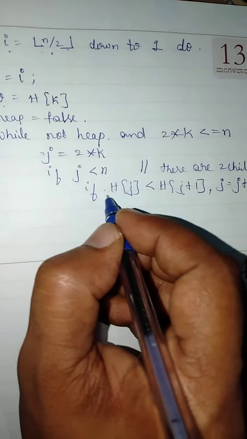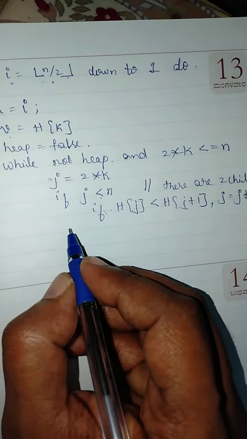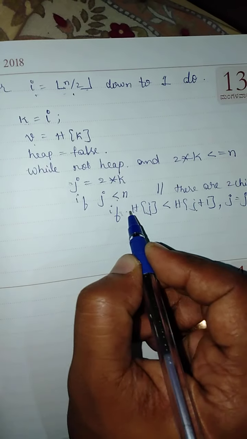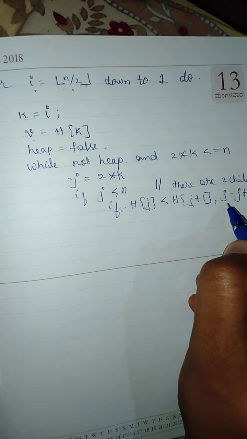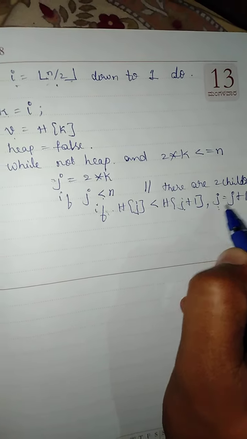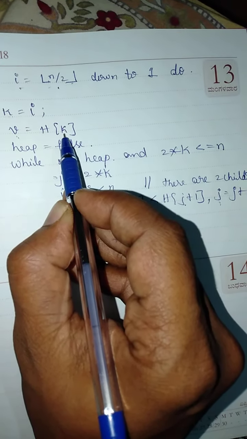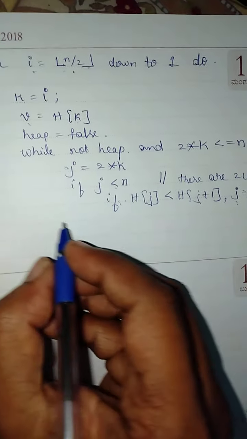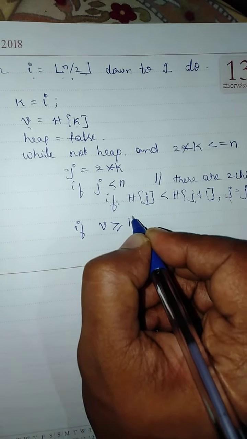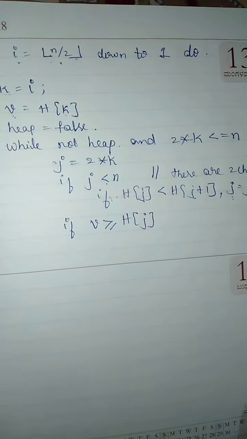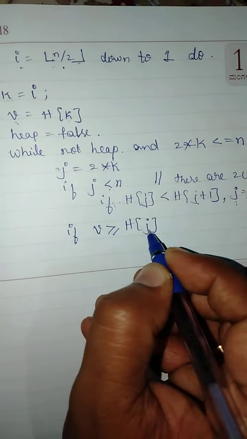Done? Okay. And why we have to do that? Only if there are two children. Okay, done. Now with this you found the larger child. Now you have to compare that larger child, I mean the element which is present at index j, against v, because v is the element that we are considering at this position k, right? Therefore the next comparison is if v is greater than or equal to h of j, we have to compare v and h of j. So is v greater than h of j. What is the meaning?